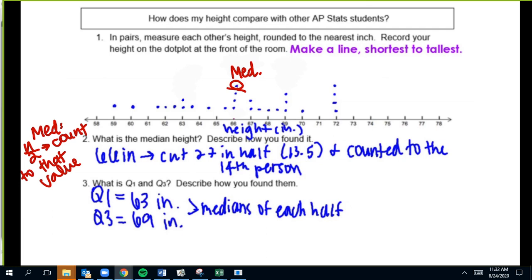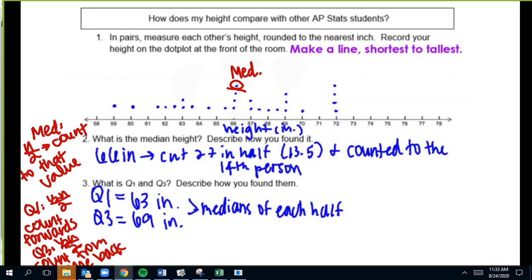So I'm going to do the same thing. There's 13 values in the first half, and so I'm going to cut the first half in half, and then I'll count to that value, count forwards. And then for Q3, we do the exact same thing, but we count from the back. We went over this last class, but this is just some extra info for it.